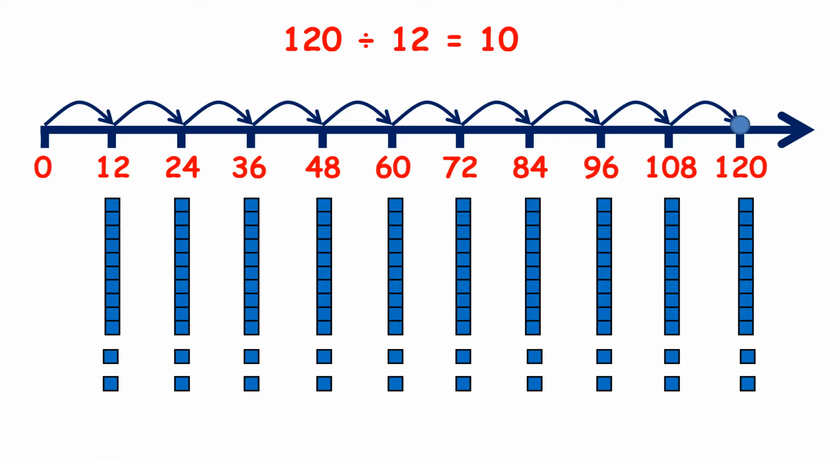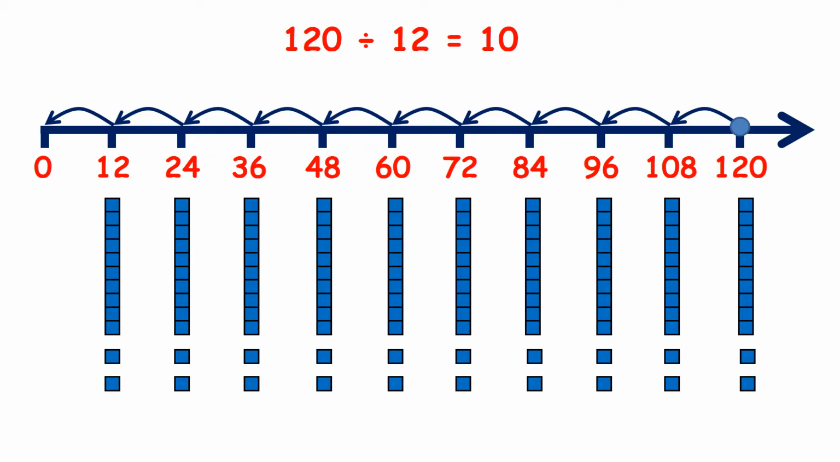So we've been looking at division as counting forwards, but really multiplication is repeated addition, but division is repeated subtraction. So 120 divided by 12 is 10, because if we start on 120 and take away 12 each time, we'll need 10 jumps to get to 0.